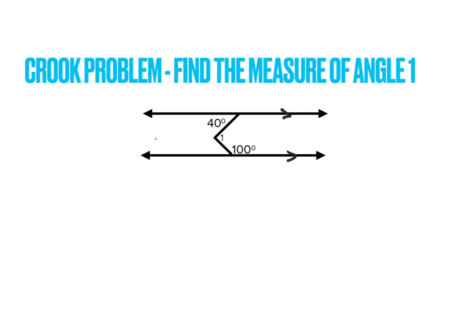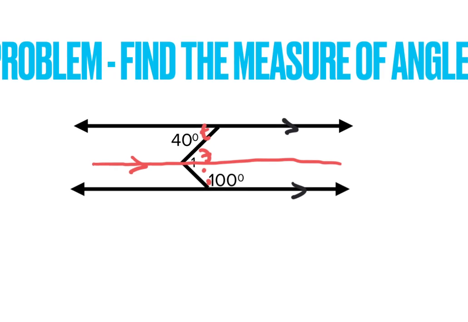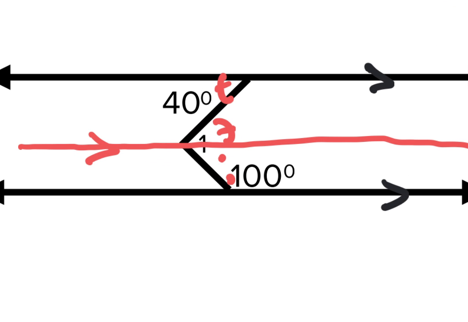is that I have to draw myself a line that is parallel to those two through the crook. And once I do that, I can see that I've created alternate interior angles here that are congruent. And these two angles are same side interior angles and they're supplementary. So I know that this angle here is 40 degrees. And then if these two are supplementary, and this is 100, I know this is 80 degrees.